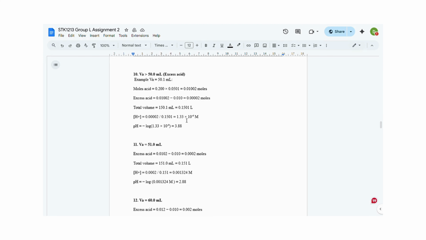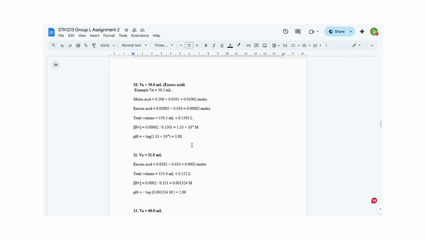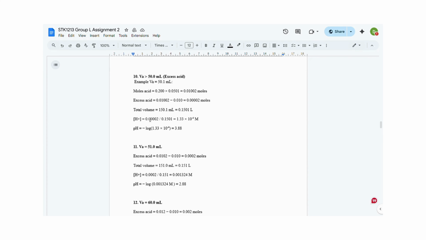For excess acid, which is for more than 50 milliliter, 51 and also 60 milliliter, this is how we do. We calculate the moles of acid, 0.2 times 0.0501, and we get 0.01002 moles. And then we calculate excess acid, 0.01002 subtract 0.010, and we get 0.00002 moles. The total volume is 150.1 milliliter converted to liter.